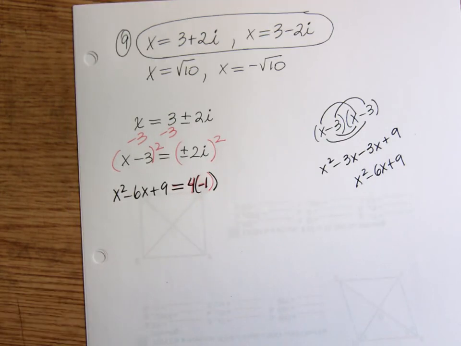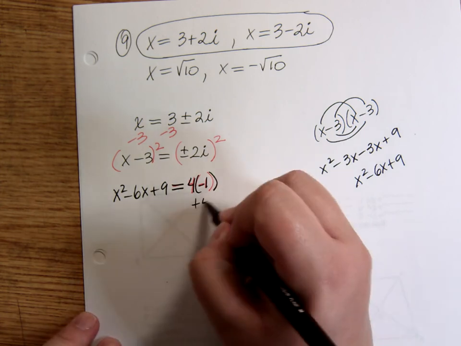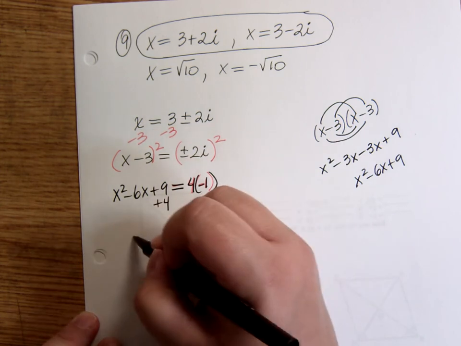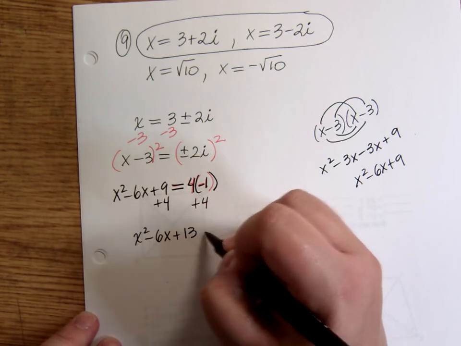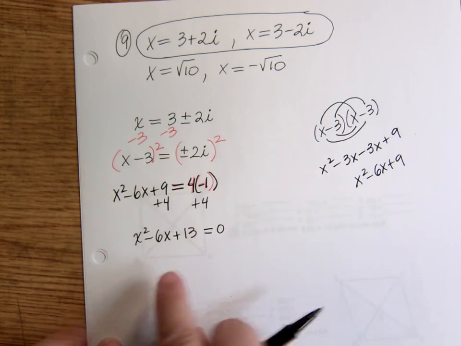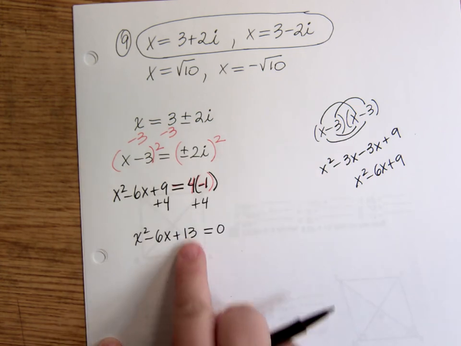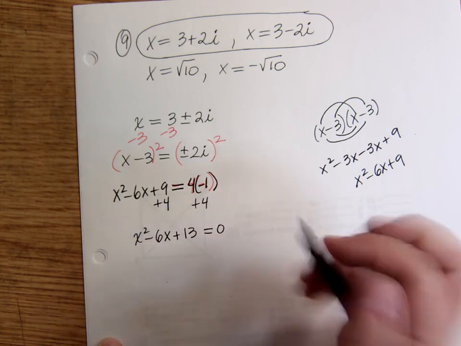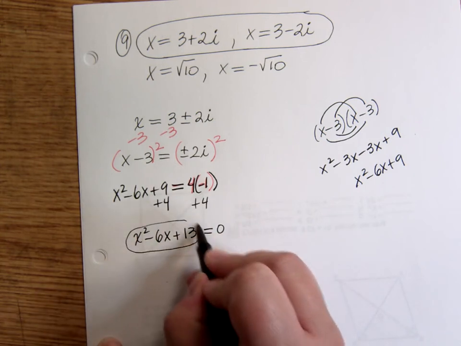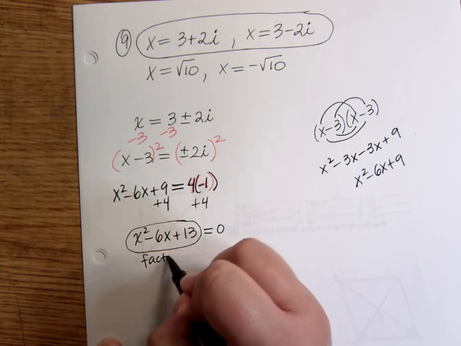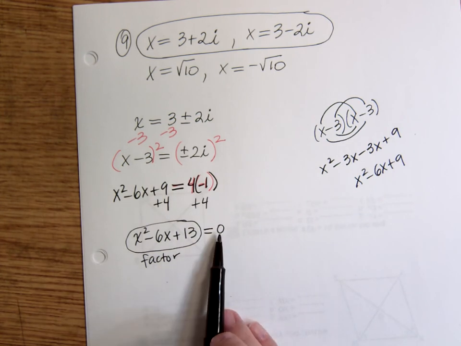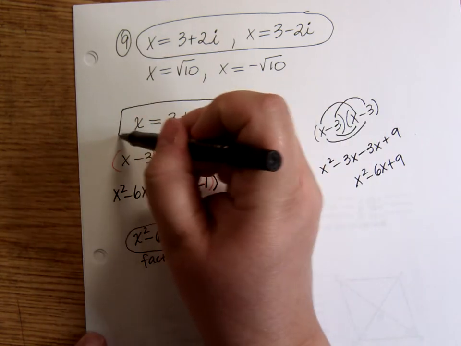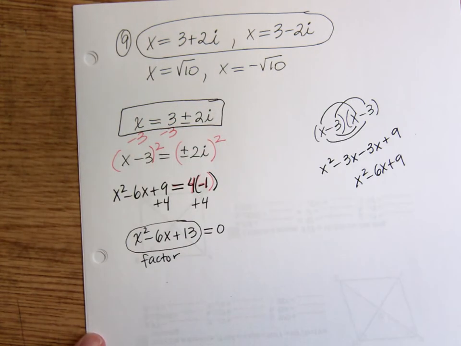So here's the goal here. I'm going to get it to where it's equal to 0. Because anytime we're factoring to solve, we want it equal to 0, and then we say, okay, if this factor equals 0, what would I get? So we're going backwards. Factor equals 0. This is my factor. This is the factor that if I set it equal to 0 and solve, I would get x is 3 plus or minus 2i.